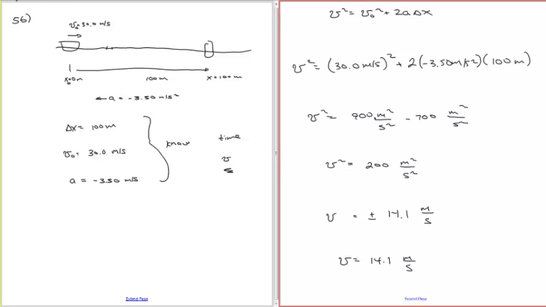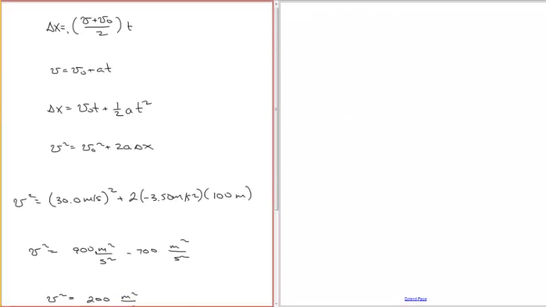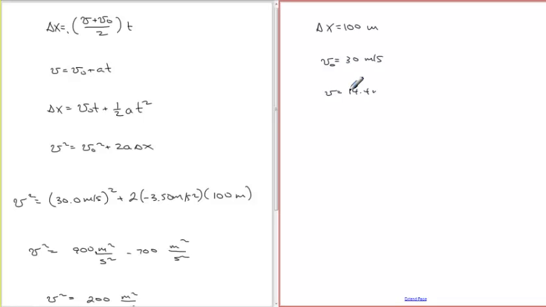So that's the velocity. Now once you know the velocity, you can use any one of these equations. So let's rewrite what we know. We know delta x equals 100 meters. v0 is 30 meters per second. v is equal to 14.1 meters per second. And the acceleration is negative 3.5 meters per second squared. That was what it was, 3.50.